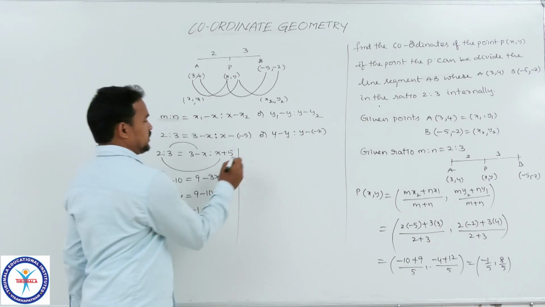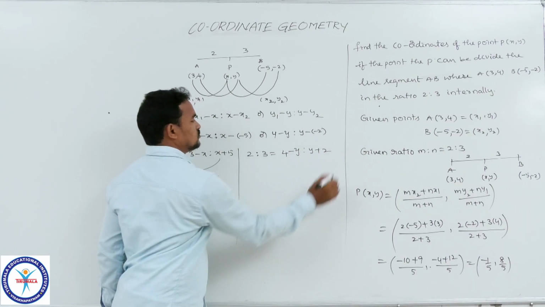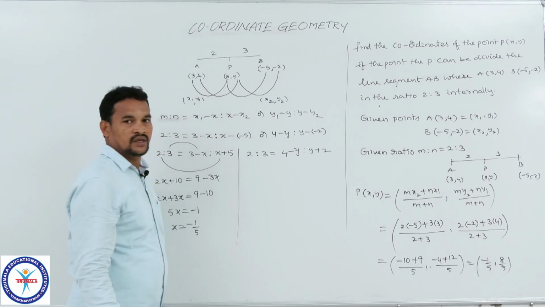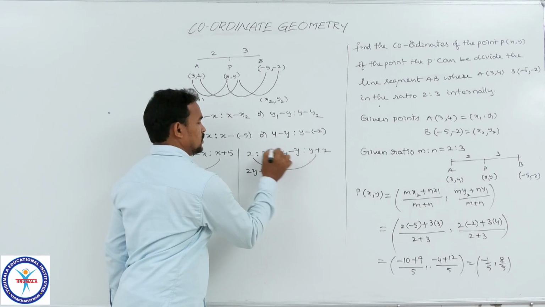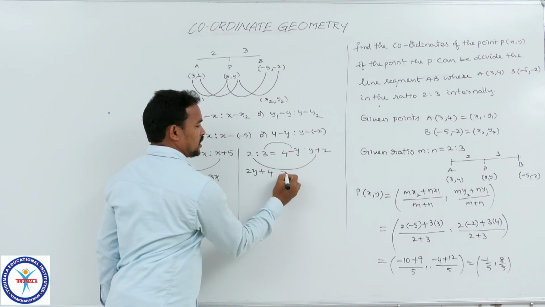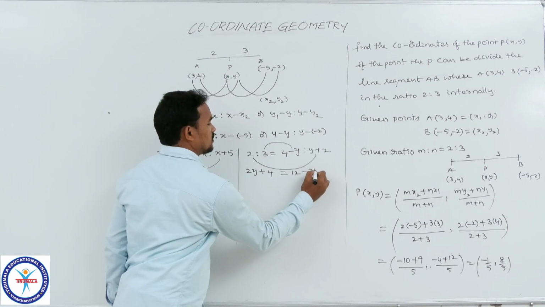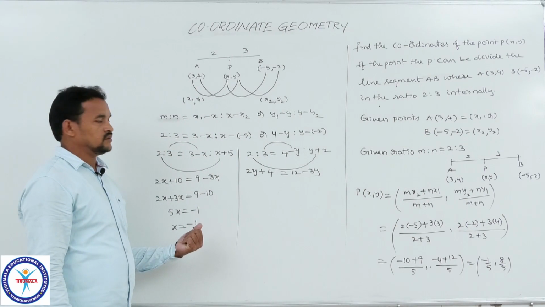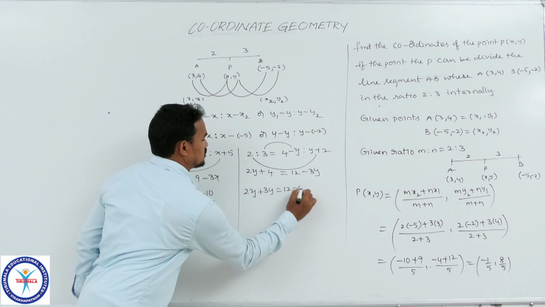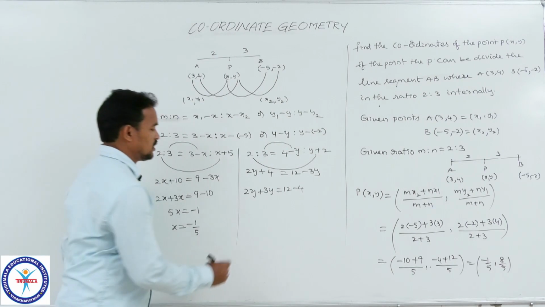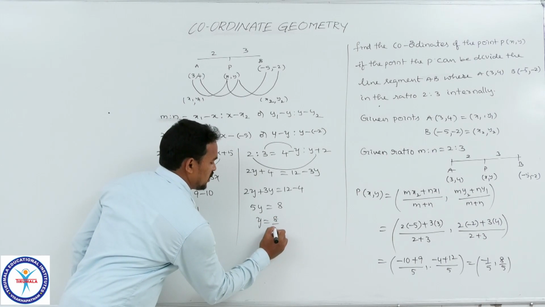After that, 2 is to 3 is equal to 4 minus y is to y plus 2. Again A is to B equals C is to D, AD equals BC. AD means 2 into y, 2y, plus 2 into 2 is 4, equals BC means 3 into 4, 12, 3 into y means minus 3y. Minus 3y you take to the left side, plus 4 you take to the other side. 2y plus 3y equals 12 minus 4. 2y plus 3y is 5y equals 8. y equals 8 by 5.